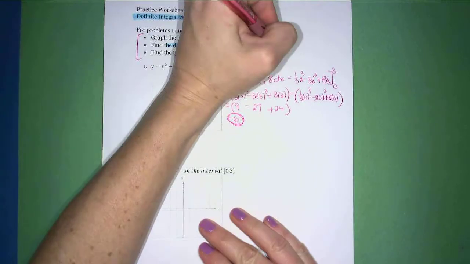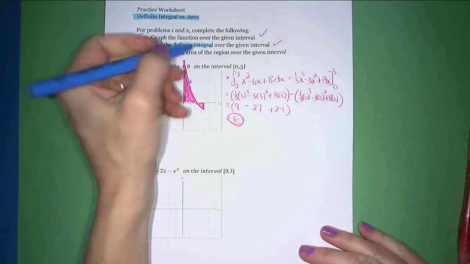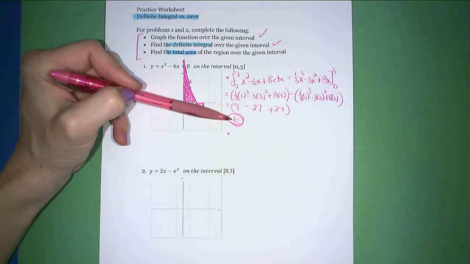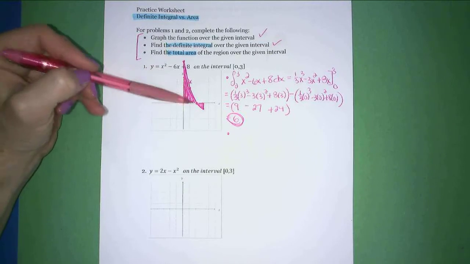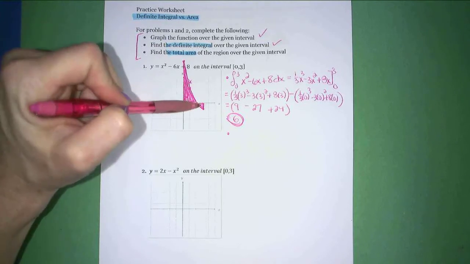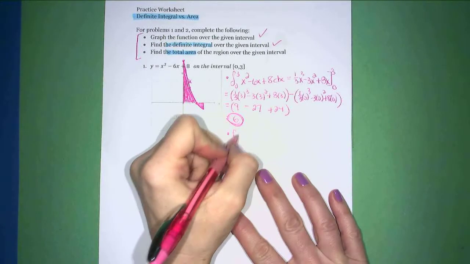Now, with that being said, we're going to go on to bullet number 3. Find the total area of the region over the given interval. Well, my first thought is the total area is definitely going to be more than 6. Because if the definite integral took the top minus the bottom, then the total area, which would be the top plus the bottom, is going to be more than 6 because I'm adding, not subtracting. But to manually figure this out, it takes a little more thought. So what you're going to have to do for total area is first, you're going to have to break it from 0 to 2.